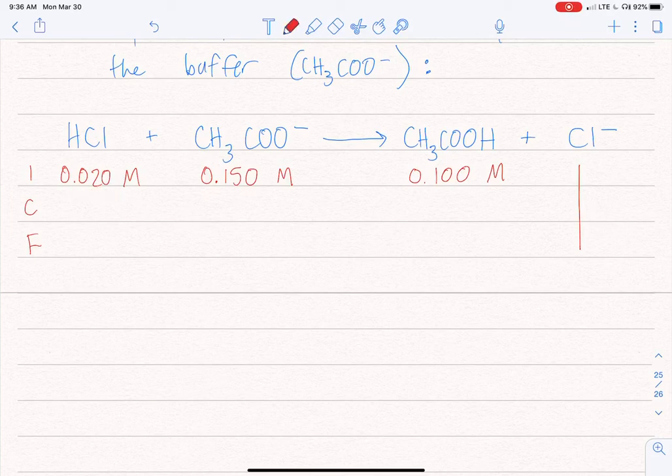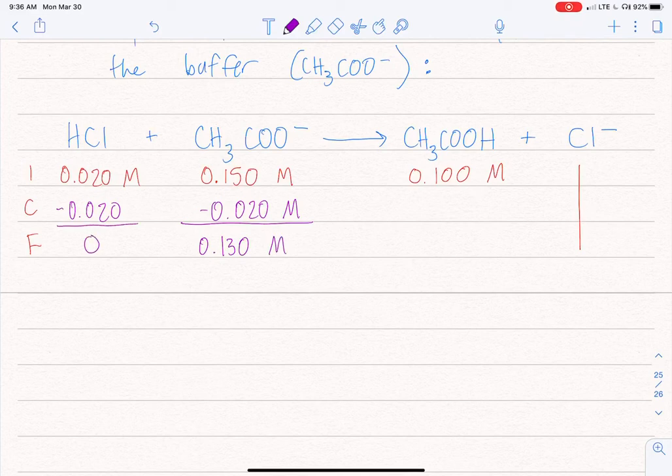So I can subtract this number from the number of moles of acetate to get a final concentration of acetate, which is 0.130 molar. This will wipe out all of the strong acid that I added. However, on the opposite side, I'm going to have a corresponding increase in the conjugate acid, acetic acid, so that its final concentration is going to be 0.12 molar.